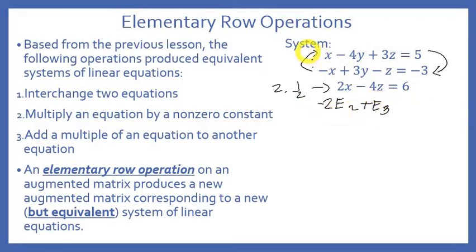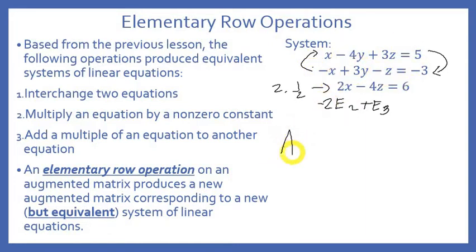So these are also possible in matrices, and in matrices they have a specific name, and we call them elementary row operations. An elementary row operation on an augmented matrix produces a new augmented matrix corresponding to a new but equivalent system of linear equations. So first, let's write this system as an augmented matrix.